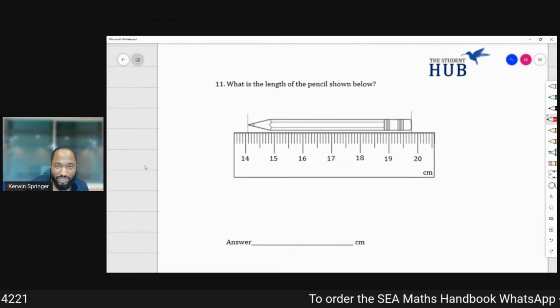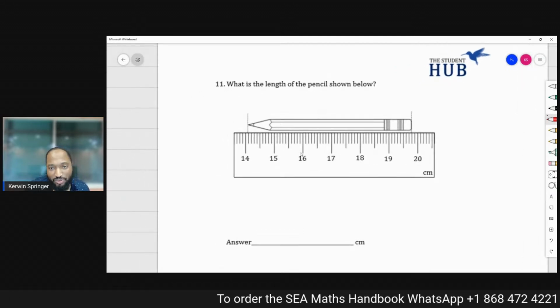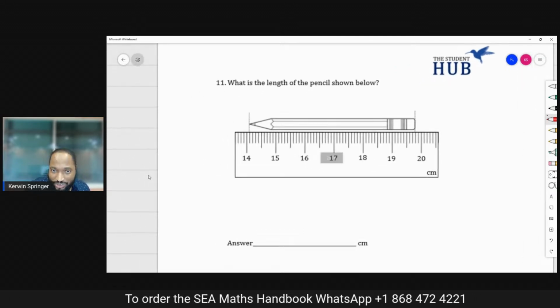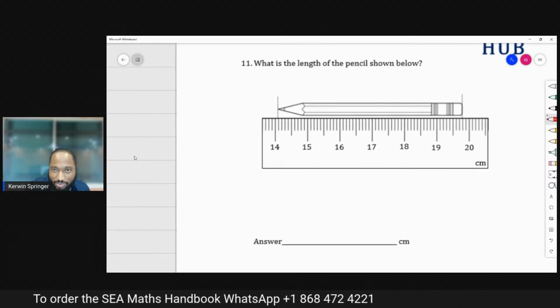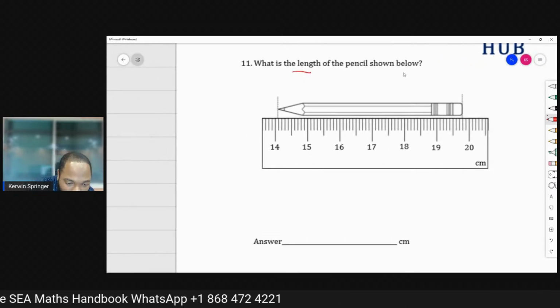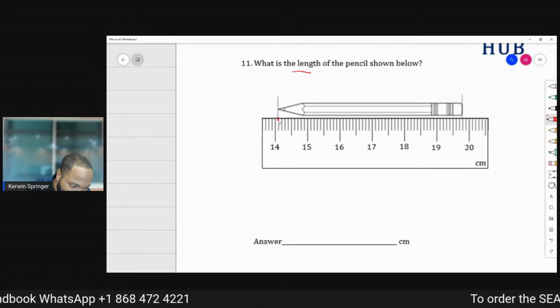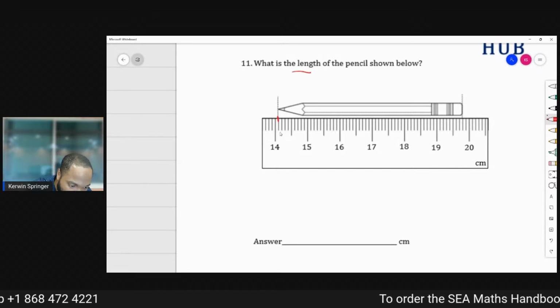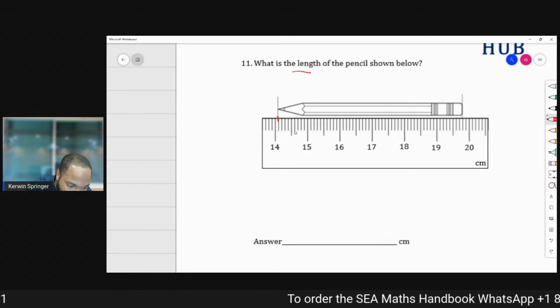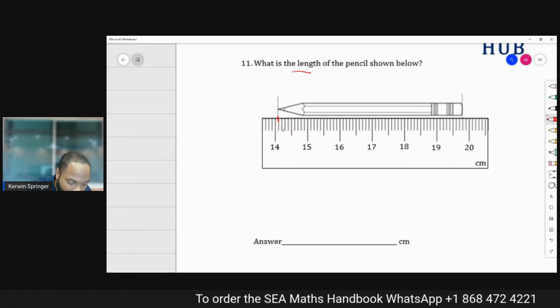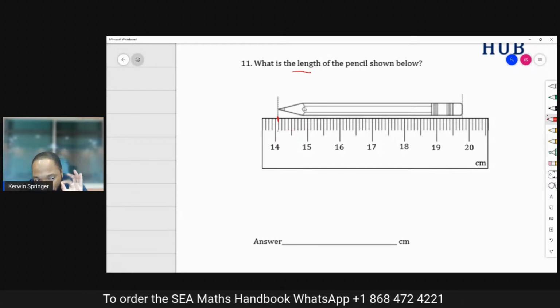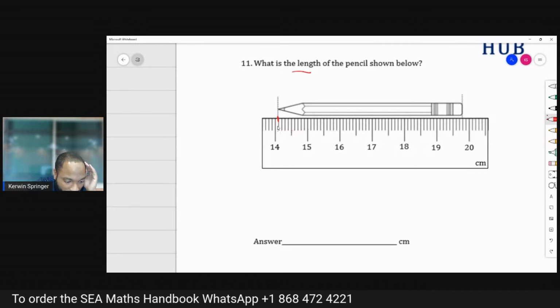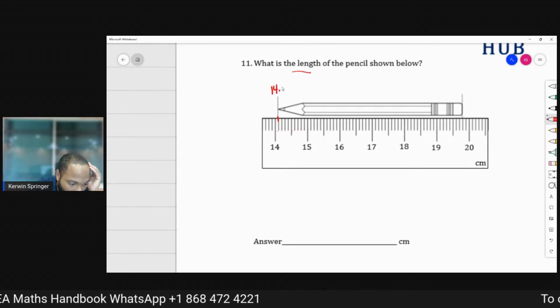Let's see if they fixed the ruler. I remember last week, the week before, the ruler was kind of problematic. Let me see if the ruler is fixed here, the graphics people. What is the length of the pencil shown? 1, 2, 3, 4, 5, 6, 7, 8, 9, 10. So each division is 0.1. So this ruler is starting at 14.1.